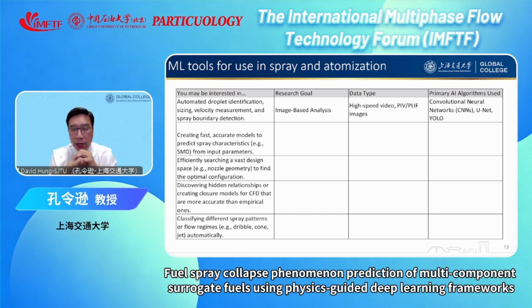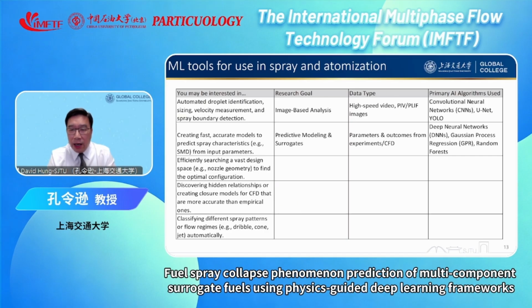Maybe you are doing PLIF, PIV, or high-speed video. Then what I mentioned about CNN, UNet, or YOLO might be a good primary algorithm to use. If you're thinking about a fast, accurate model predicting the spray characteristics, such as the Sauter mean diameter, that is predictive modeling and surrogates. The data can be from your experiments or from your CFD simulation.